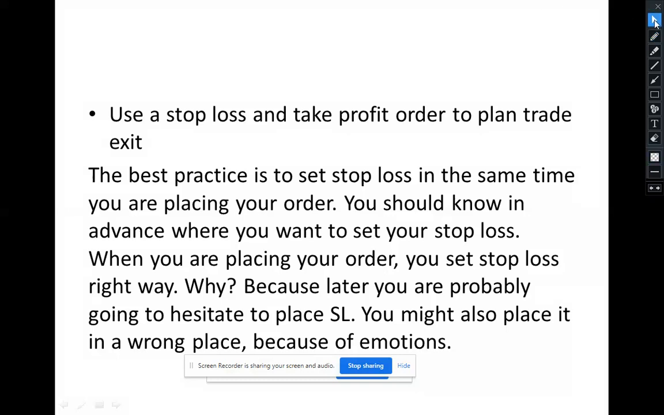So don't be like the professionals. Don't be like an experienced trader who doesn't use stop loss. They know what they are doing. But as a beginner, always remember to use stop loss.